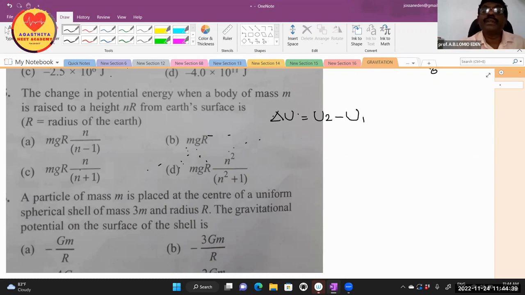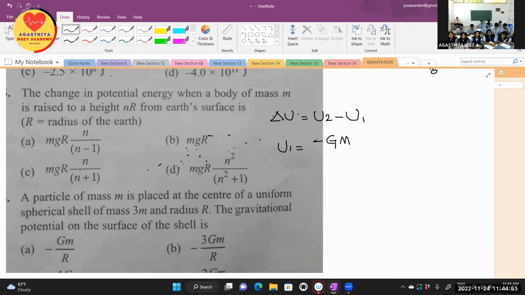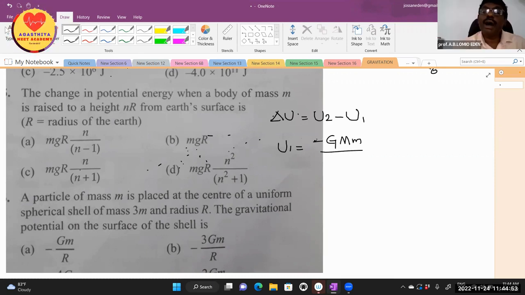First, potential energy at the surface. What is the formula? Minus G capital M small m divided by R. The body is raised to a particular height.